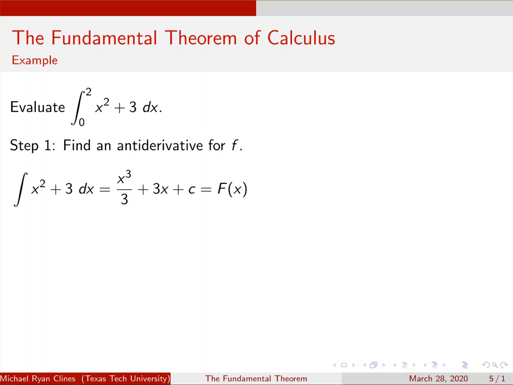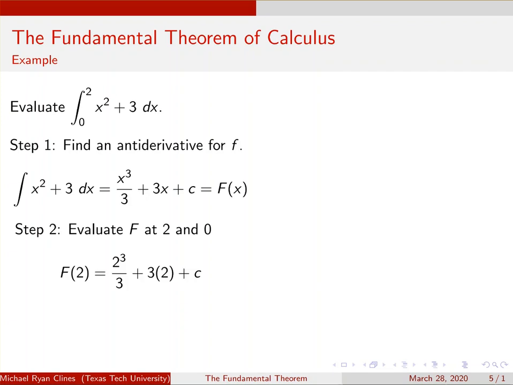But now we need to evaluate the antiderivative at the endpoints. We need to find F of b and F of a. In this case, a and b are 0 and 2, so we need to evaluate F at 2 and 0. F of 2 is equal to 2 cubed divided by 3 plus 3 times 2 plus c. That's just equal to 8 thirds plus 6 plus c, which is 26 thirds plus c. All right, that's F of 2.